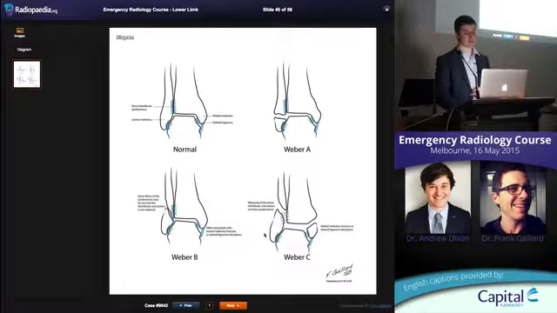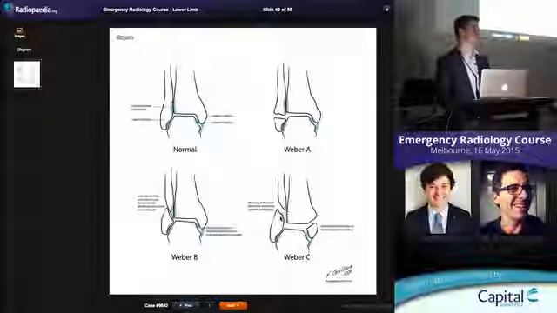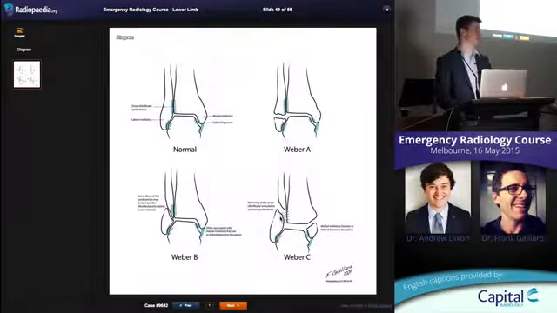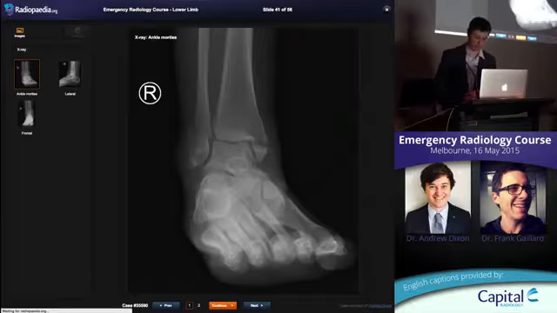The final one is the Weber C fracture. If it's well above the level of the talar dome, that's a Weber C fracture. That always injures the distal tibiofibular syndesmosis. If the distal tibiofibular syndesmosis is disrupted, it needs to be repaired. They all need to go to the orthopaedic surgeon, okay? Again, very often associated with a medial malleolus fracture or fractures of these deltoid ligaments over here, deep ligaments, superficial ligaments. Here's a few examples.